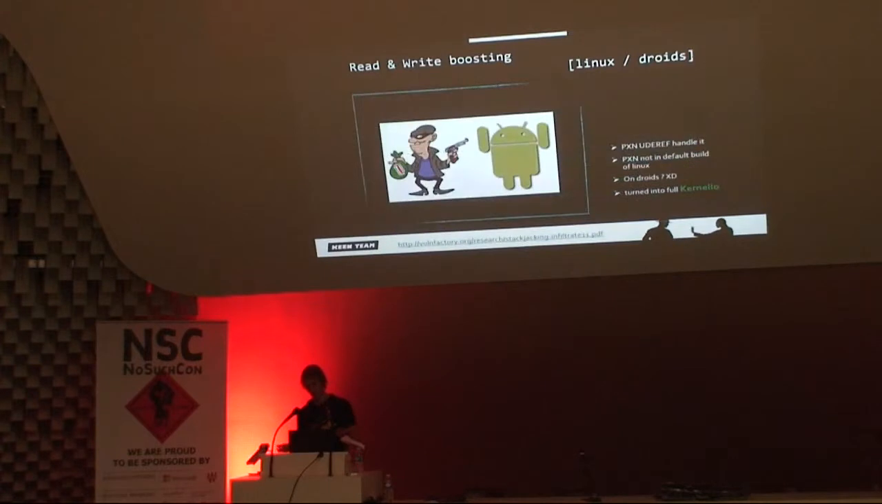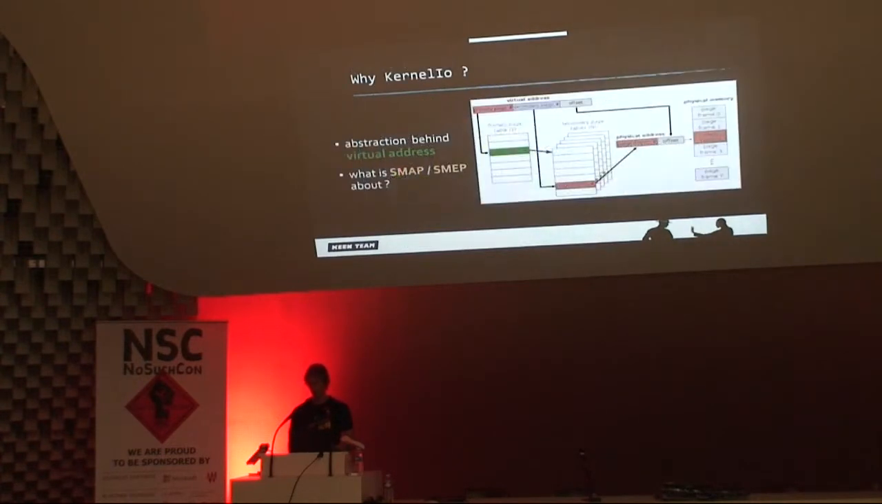Okay, but someone can say that we have PXN and UDREF, which can handle it on ARM, but on x86 it's not in the default build of Linux, which basically, who cares. And I can say that Android really doesn't care, because on Android it's not implemented. PXN is implemented just on some devices, but UDREF is not implemented on any device. So basically, it doesn't stay against the arbitrary write value, and with some good write primitive, you can own the kernel.